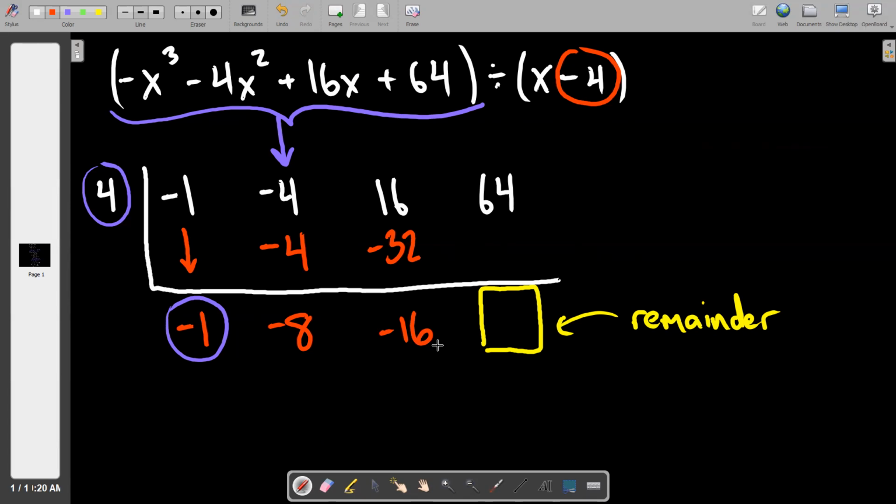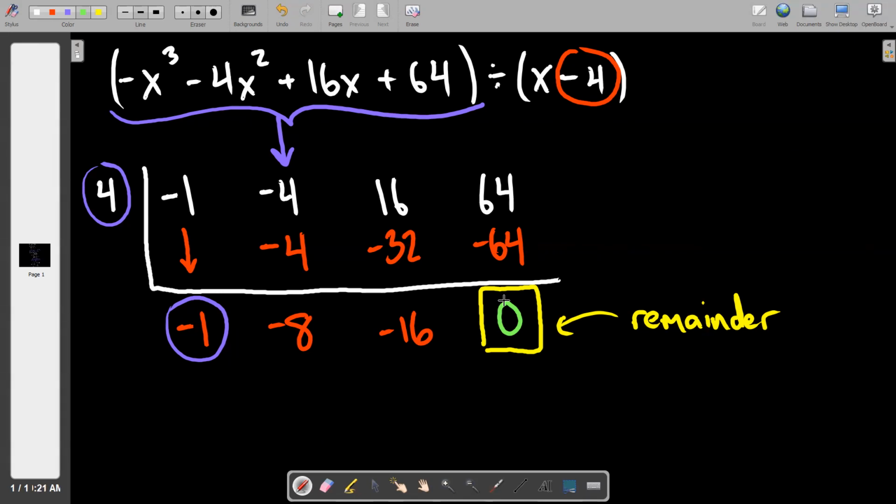4 times negative 16. It's not 64. It's negative 64. And when I add 64 and negative 64, I get 0, exactly as I would have theorized. Again, if I'm going to sit here and make the claim that something is a factor, I better be able to back it up. Now, going back to the beginning, I'm going to show you a couple different things here.